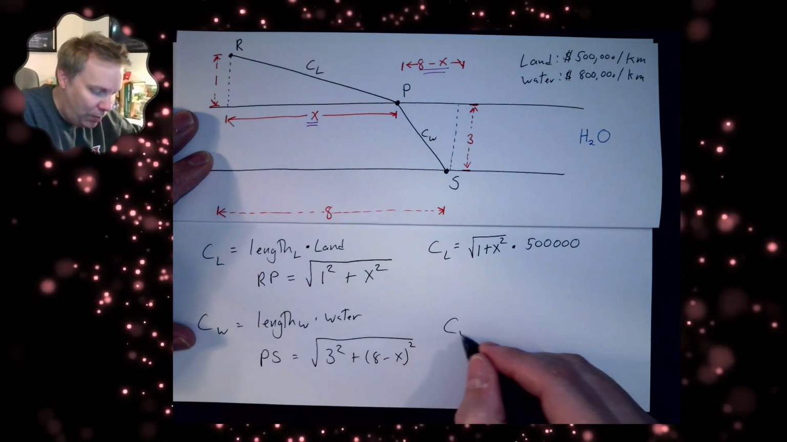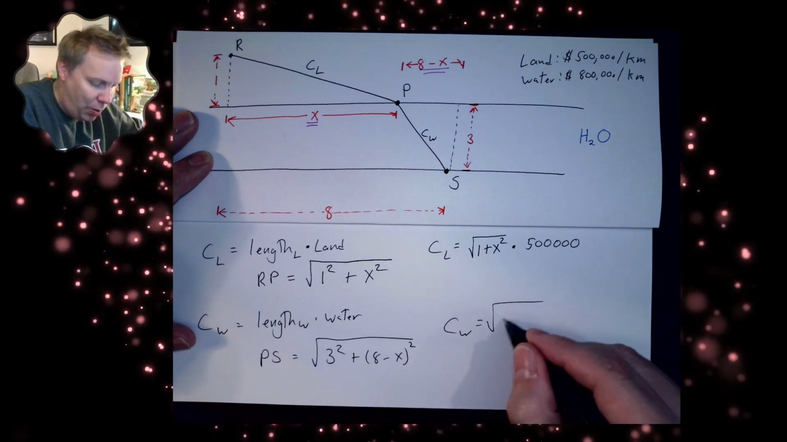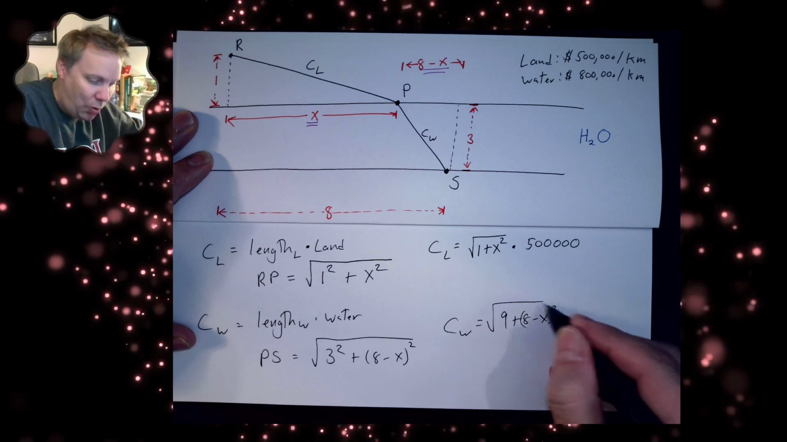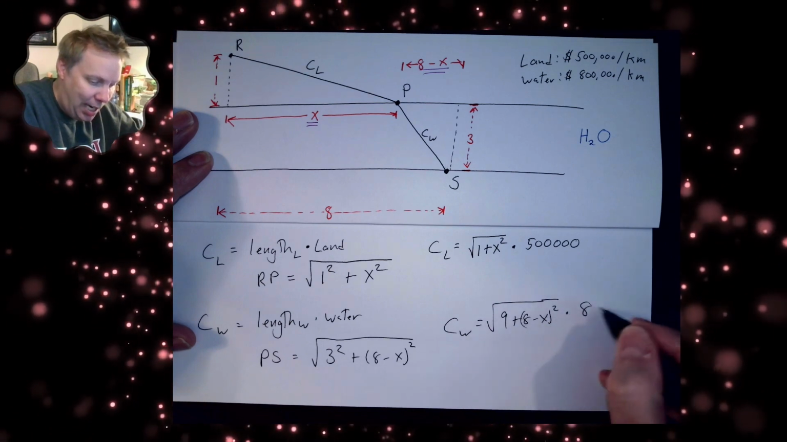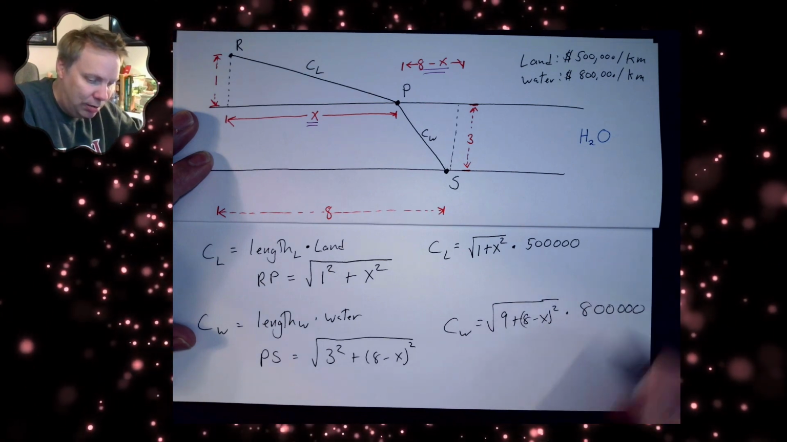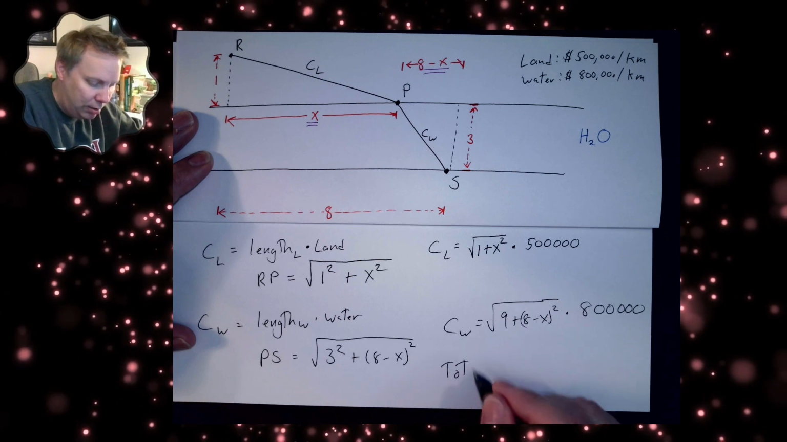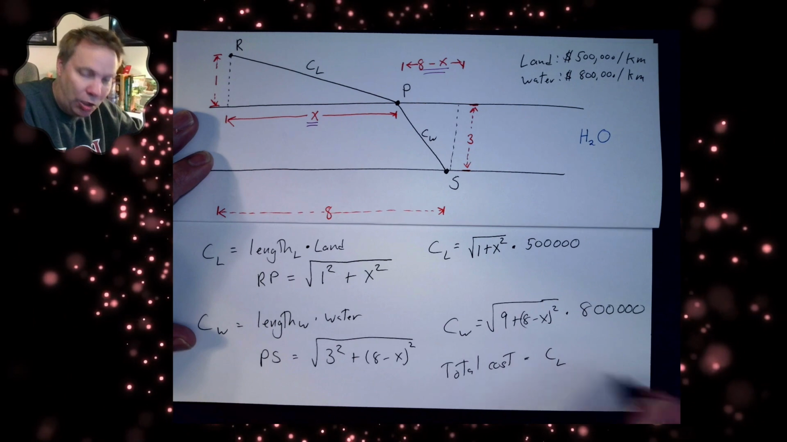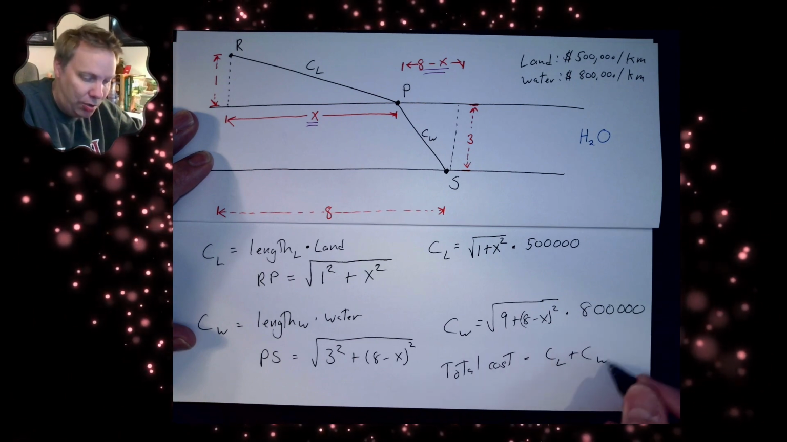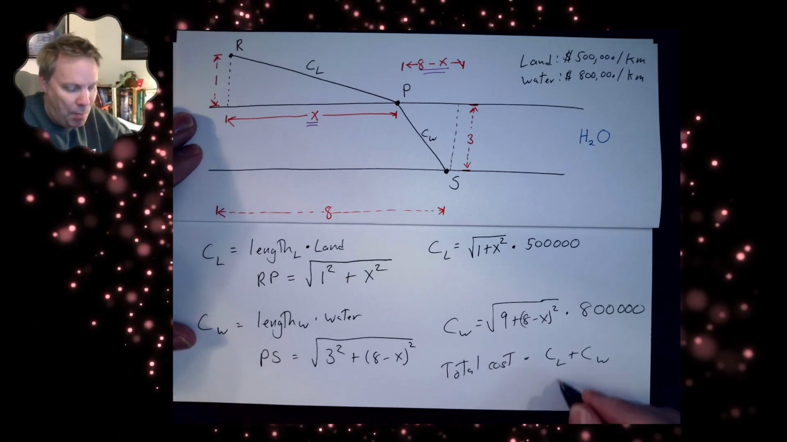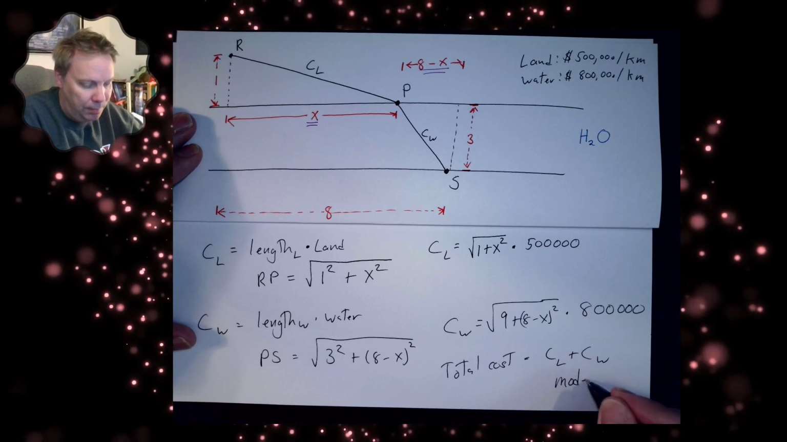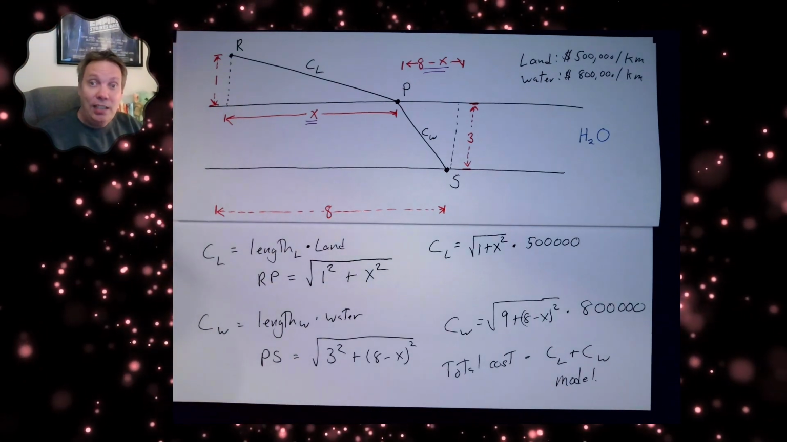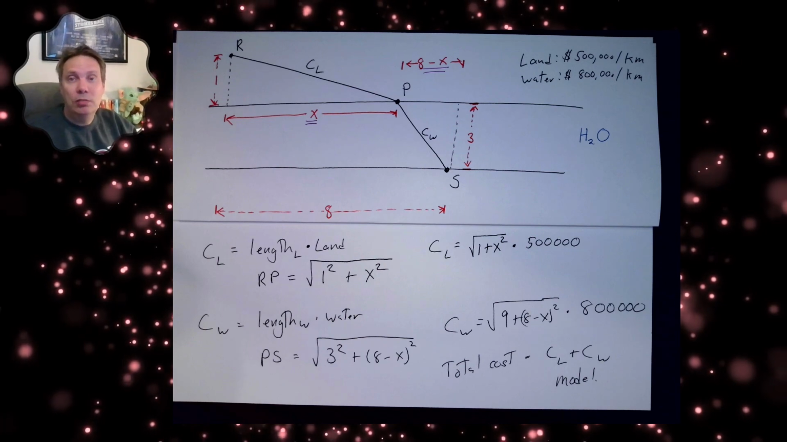So the cost over the water is going to be the square root of 9 plus (8 minus x) squared times 800,000. Now the total cost is going to be equal to the cost over the land plus the cost over the water. And this is the model for the problem. And that should help you start the problem.